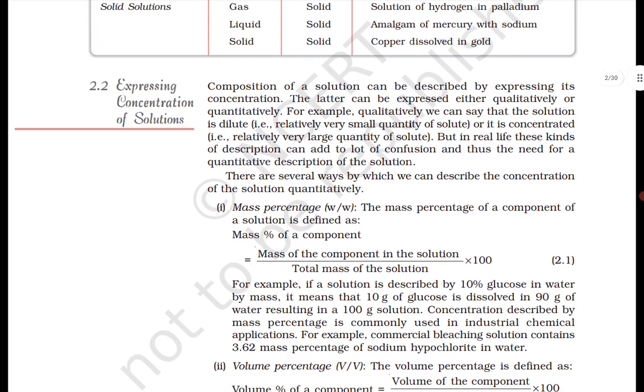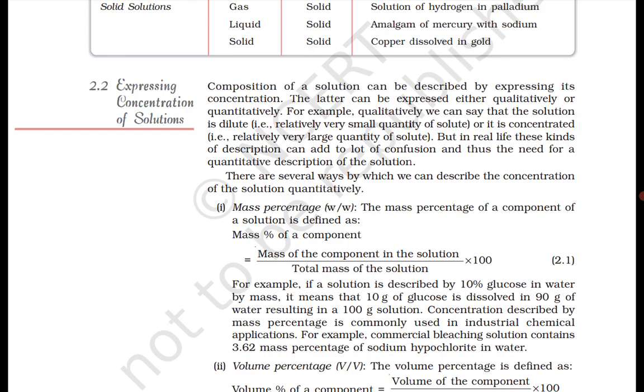2.2 Expressing concentrations of the solution. Composition of a solution can be described by expressing its concentration. The latter can be expressed either quantitatively or qualitatively. For example, qualitatively, we can say that the solution is dilute, that is, it has a relatively very small quantity of solute, or it is concentrated, that is, a relatively very large quantity of the solute.